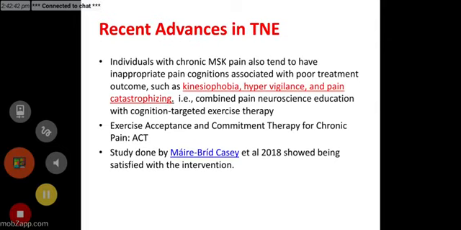Now, recent advances in PNE: individuals with chronic low back pain also tend to have inappropriate pain cognitions associated with poor treatment outcomes, such as kinesiophobia, hypervigilance and pain catastrophizing. Combining pain neuroscience education with cognition-targeted exercise therapy can have a very good effect. And there is acceptance and commitment therapy for chronic pain, called ACT. A study was done by Mary Bird et al. in 2018. They showed that patients are satisfied with the intervention.